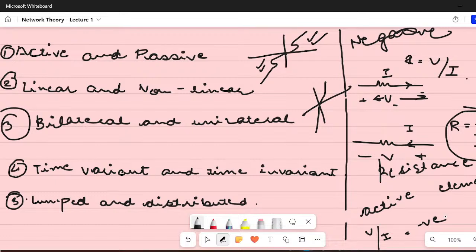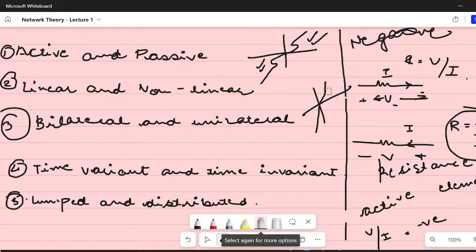Now, next we'll be taking what is a time variant and time invariant system. An element is said to be time invariant if its VI characteristics are constant with respect to time.